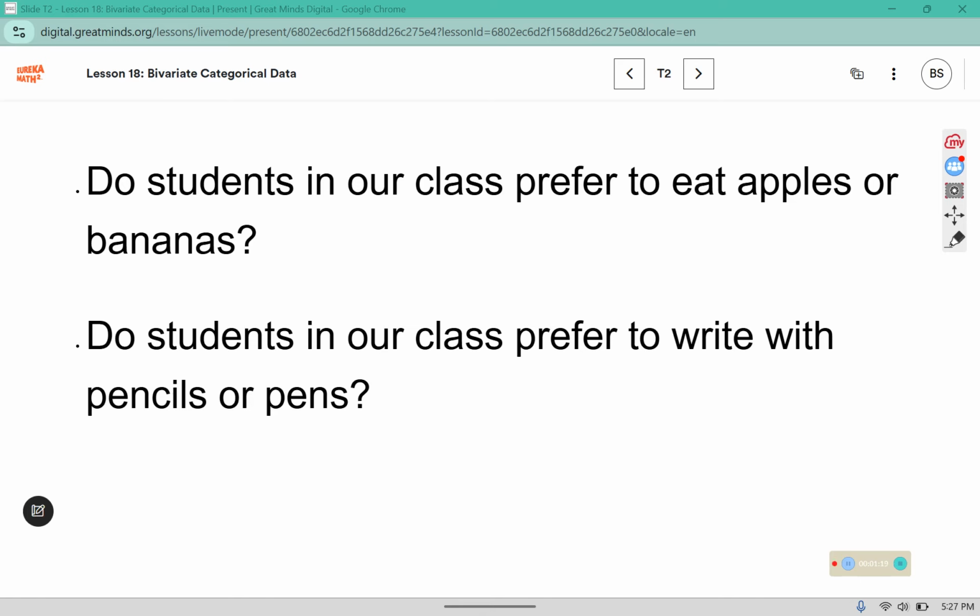Then we would collect data on these, and there could be multiple variables. The possible responses you might get would be apples, bananas, pencils, and pens. These are all qualitative data values. In the previous lessons, we looked at quantitative data, and we were able to analyze it on a scatter plot. But when we have these labels for our data, we have to examine the data in a different way.